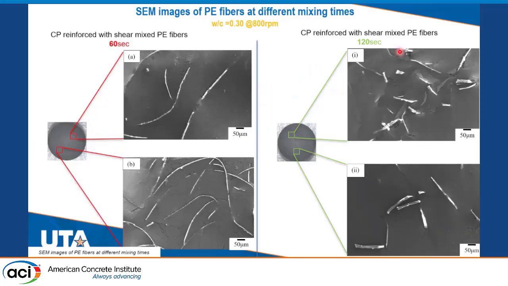Here, SEM imaging revealed that the additional mixing time of 120 seconds, as you can see on the right part of this slide, results in fibers with reduced aspect ratio. As shown in the picture on the left side of this slide, with 60 seconds mixing time, we observe that the fibers are intact in the cementitious matrix, compared to the chopped fibers shear mixed for 120 seconds. And this is the reason why we see lower storage modulus.